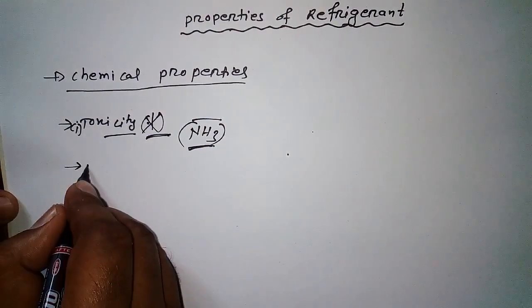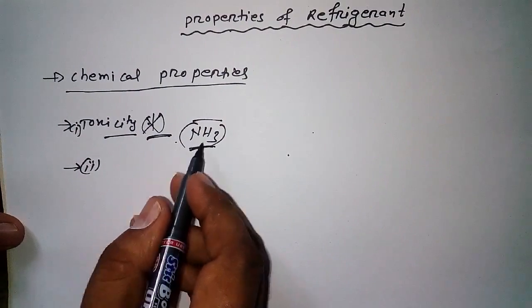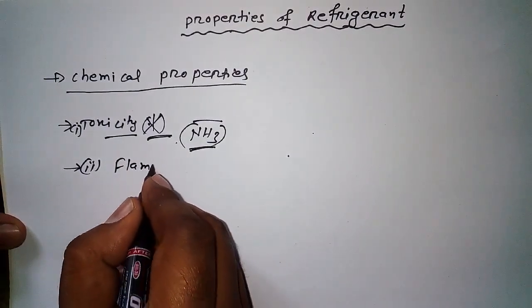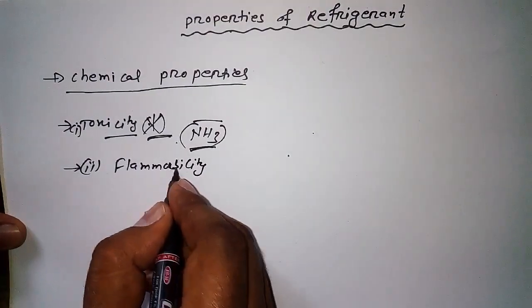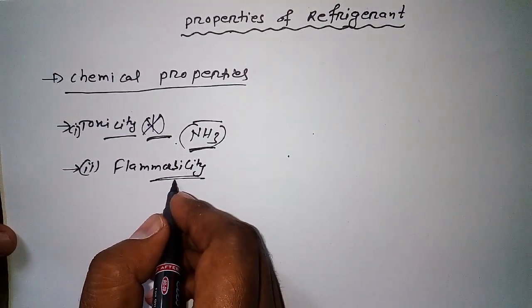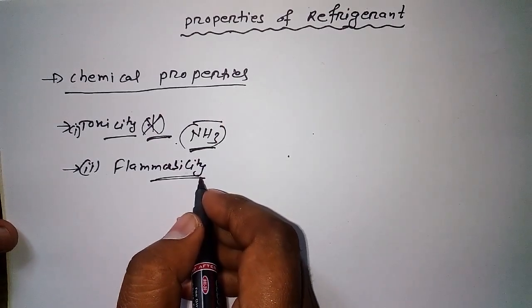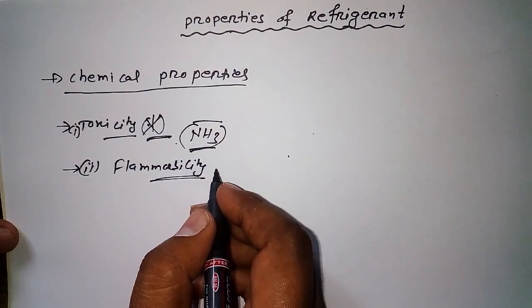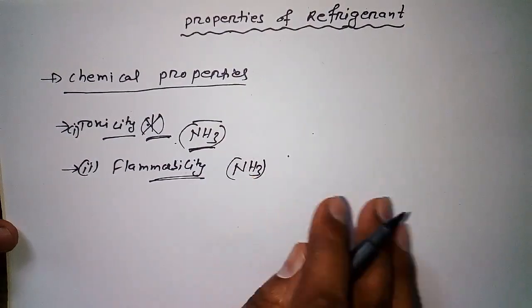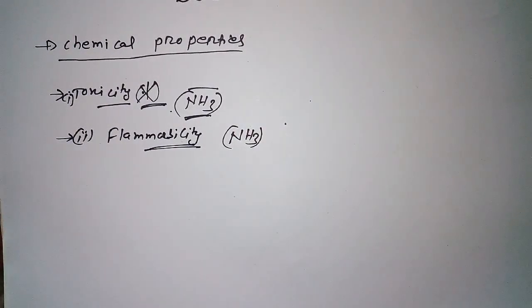The second property is flammability. I also say flammability of the refrigerant. The refrigerant must not be flammable; it must be non-flammable. But again, if you see NH3, it is flammable. But even then, we are using it. We have studied that ammonia is used as a refrigerant in ice plants because of its COP, because of its less running cost, because of its desired effect, because of its profit. So people are not considering this, and even then they are using it as a refrigerant.